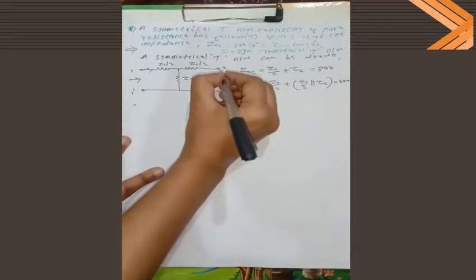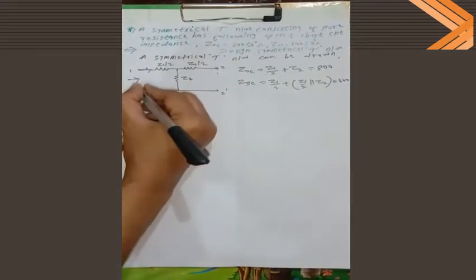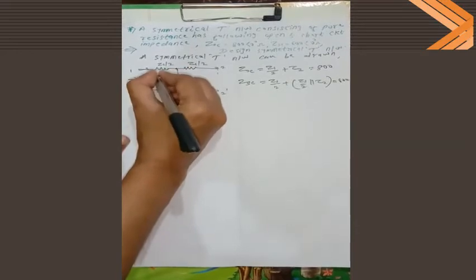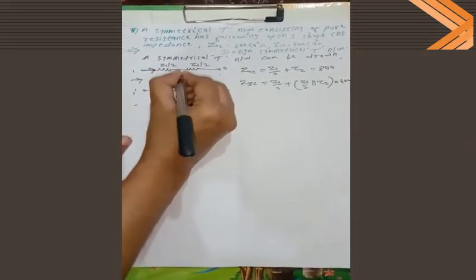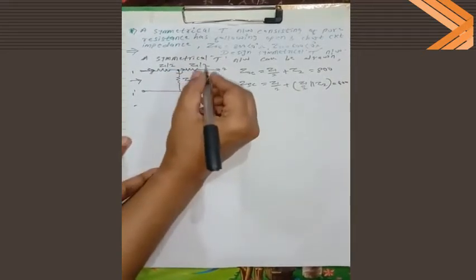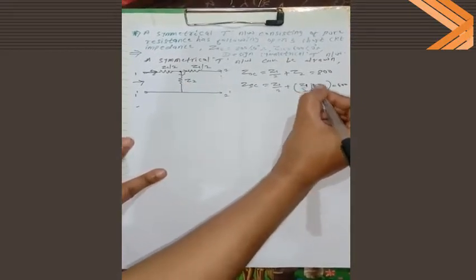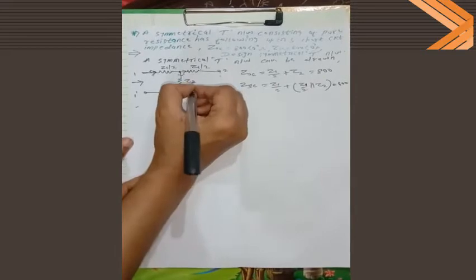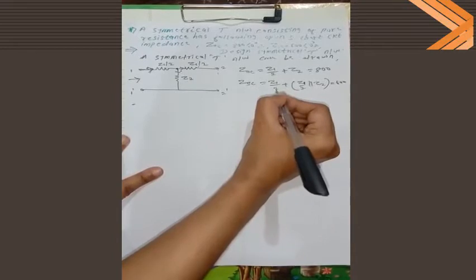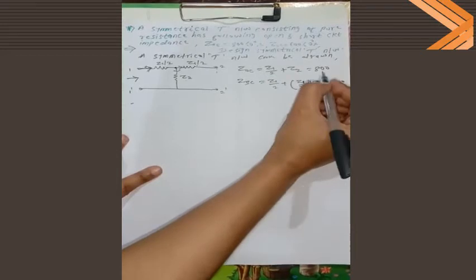Similarly, for ZSC, if we short circuit here and look from here, what will be the condition? The current will start to flow from here up to this point as the same current, but from here there will be a division of current. So these two will be in parallel. Z1 by 2 is in parallel with Z2, which I have written here. These two are parallel, but they are in series with Z1 by 2. So Z1 by 2 is in series with these two terms which are in parallel. So directly or indirectly the values are given.